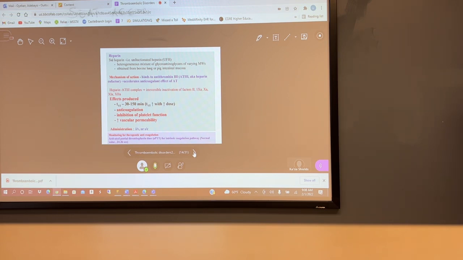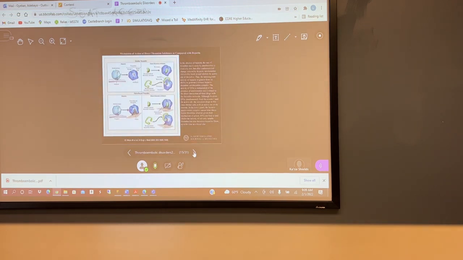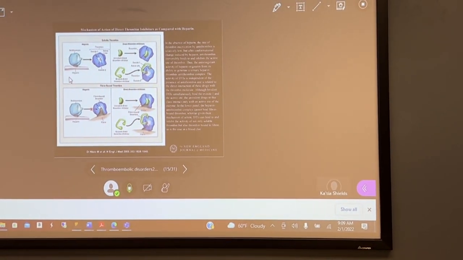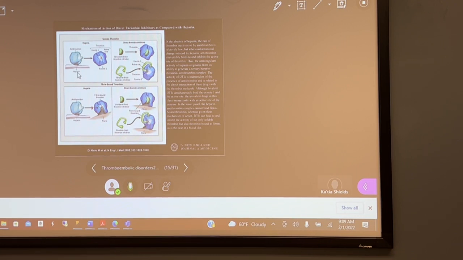What's the mechanism of action of this heparin? It binds to antithrombin 3. And let me go to the next slide while we have this. In this situation, the heparin is bound to antithrombin. This is thrombin, activated factor 2, which heparin targets. When heparin needs to target thrombin, it does it indirectly by binding to antithrombin 3.